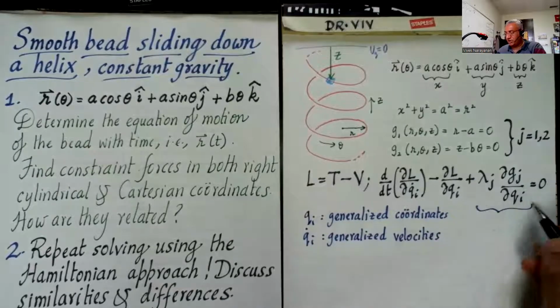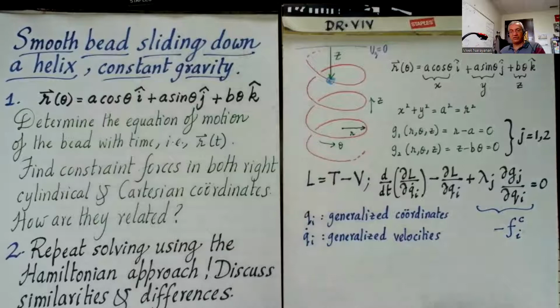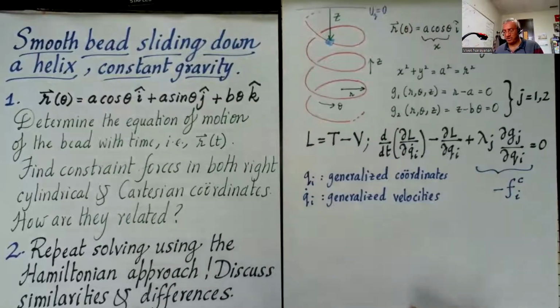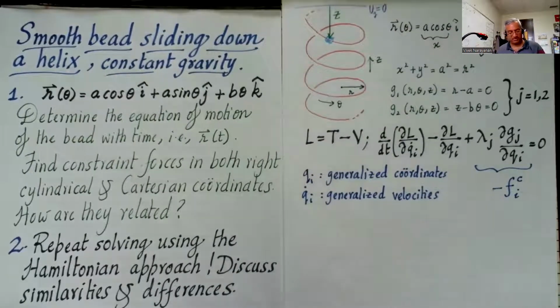And this here is the negative of the constraint forces in the ith direction. So when we have to find the constraint forces, we can find them. All right, now let's get moving on this problem. The first thing we have to do is to find the kinetic energy term T. So that is done as follows.